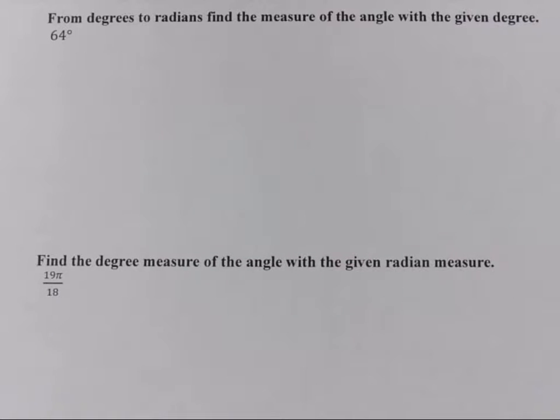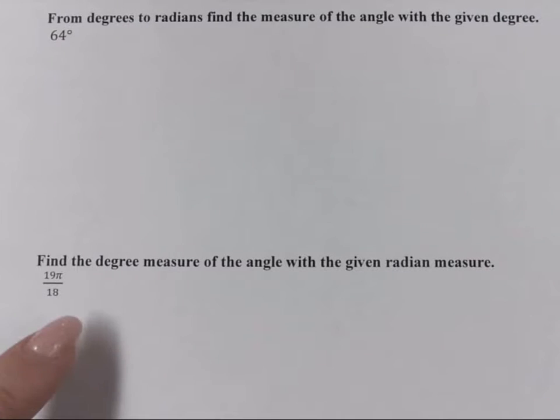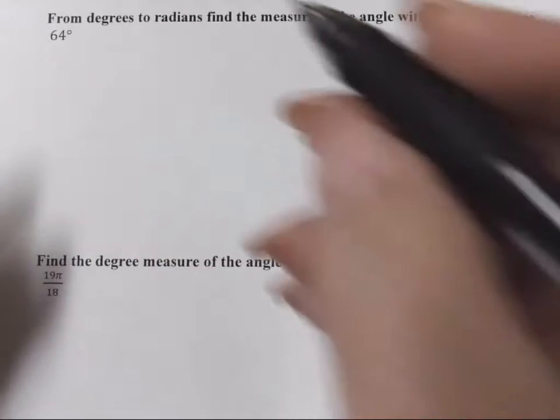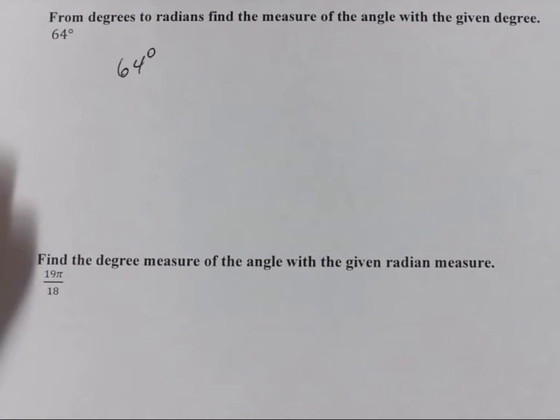All right, so on these problems, we're looking at changing from degrees to radians, and then we'll find the degree measure given that we have radians, so radians to degrees. So remember that when you're changing from degrees to radians, you are changing the measurement. So if we are given 64 degrees, we need to cancel out degrees and go to radians.